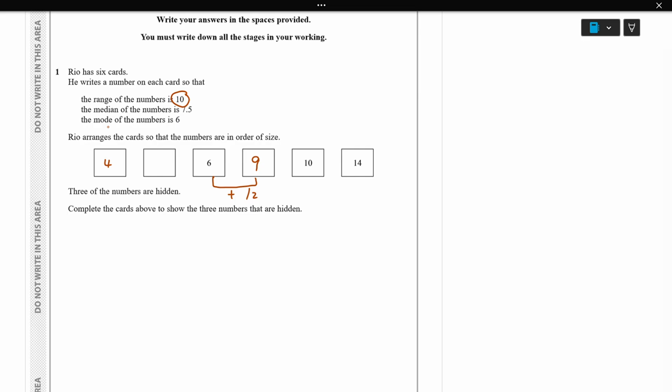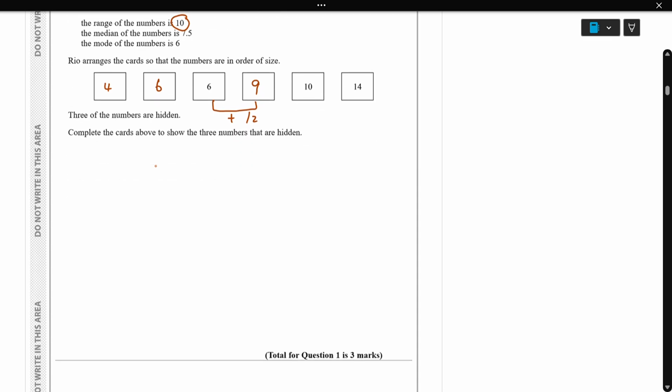Then the third clue is that the mode of these numbers is 6. So this means 6 must appear at least 2 times. So here, the missing numbers are 4, 6 and 9.